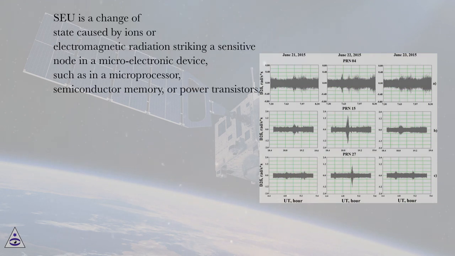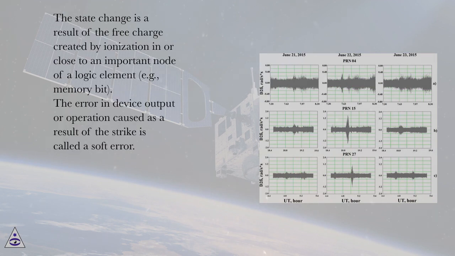SEU is a change of state caused by ions or electromagnetic radiation striking a sensitive node in a microelectronic device, such as in a microprocessor, semiconductor memory, or power transistors. The state change is a result of the free charge created by ionization in or close to an important node of a logic element, for example, a memory bit. The error in device output or operation caused as a result of the strike is called a soft error.